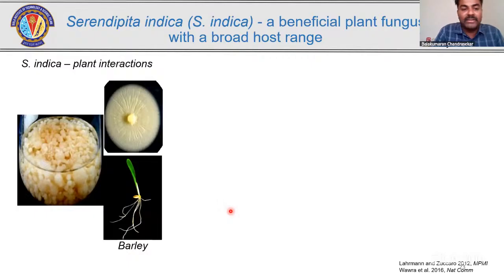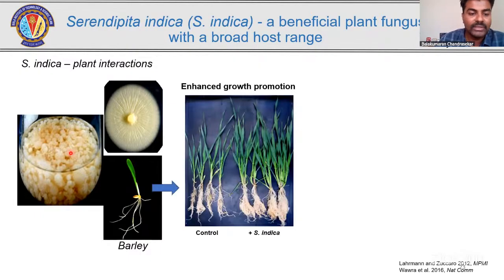During my postdoc in Professor Alga Sukara's lab, we took up the challenge of characterizing the role of beta glucans in the fungal cell wall. For this, we took an important fungus called Serendipita indica. It is a very important endophytic fungus that enhances plant growth. It colonizes the roots of several plants and increases the biomass of the plant, both at the root level and at the shoot level.